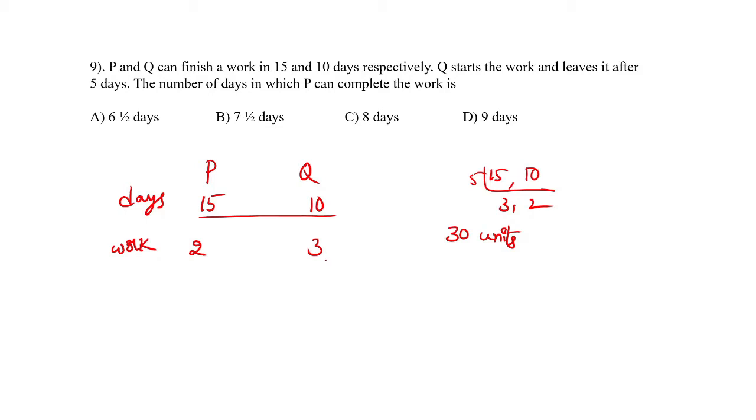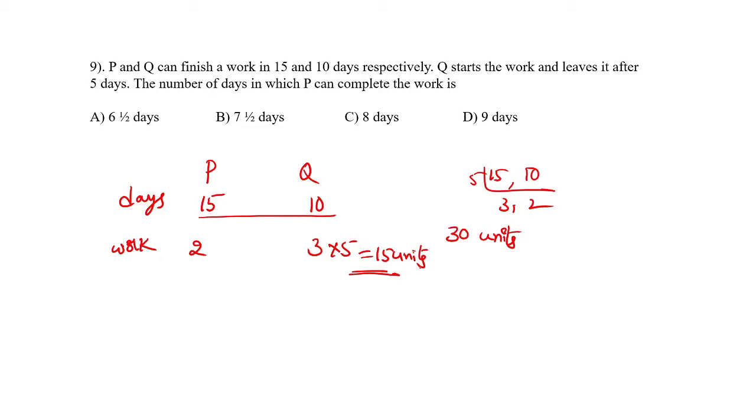Q starts the work and leaves it after 5 days, means Q works only for 5 days. So 3 into 5. For 1 day, 3 units. For 5 days, how many units? 15 units. 15 units of work done by Q only, in 5 days. After 5 days, Q left.